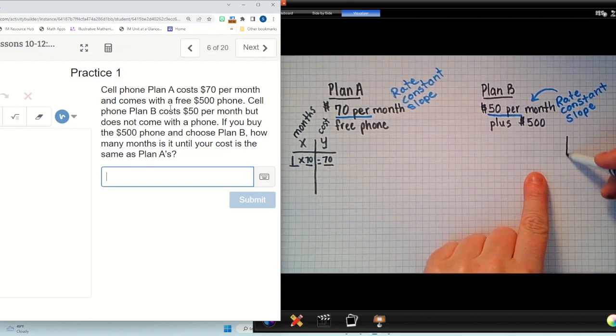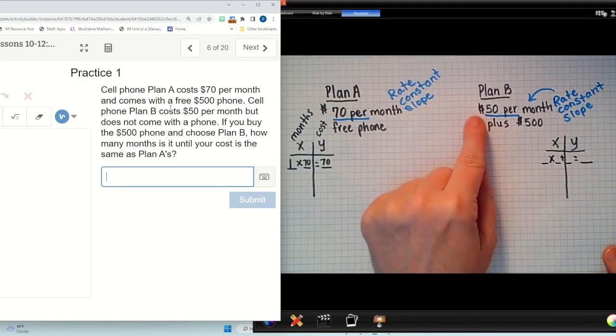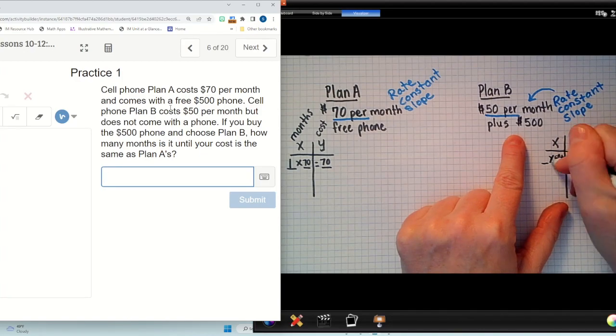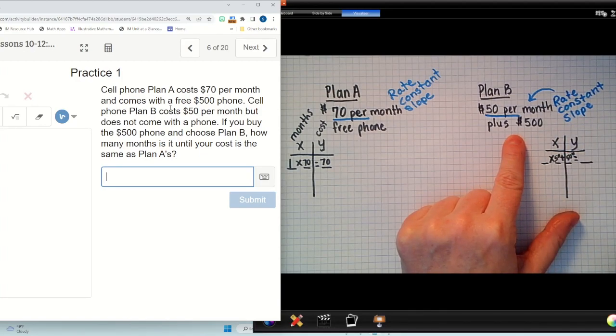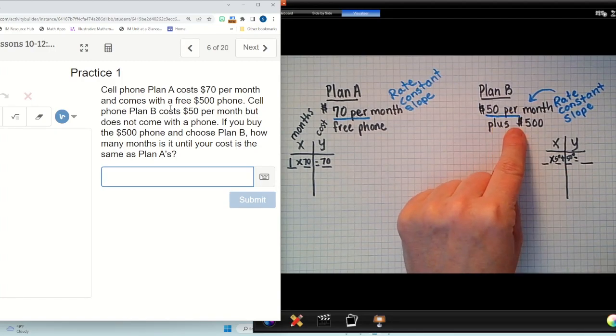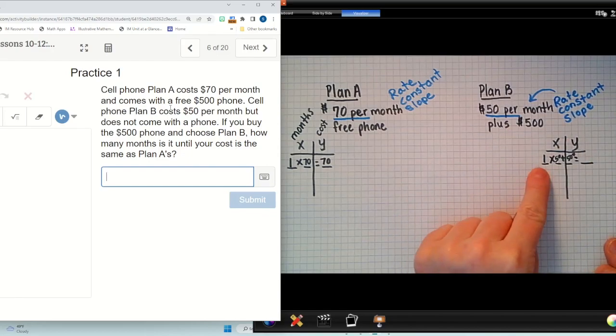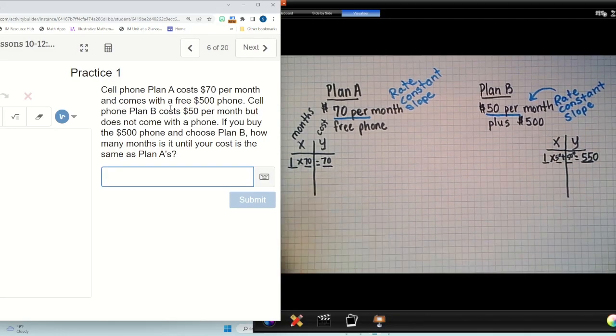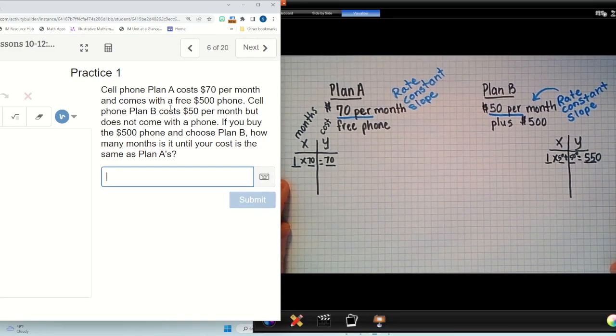So for this x and y, okay, I have something times something plus something equals something. See that? So we have two parts to our equation. $50 per month plus 500. So that's my 50 times x plus 500, right? So this is a two-step rule, times 50 plus 500. $50 per month plus 500. So if I do 1 month, 1 times 50 plus 500, my total cost is 550. Okay, so we have two very different situations here.